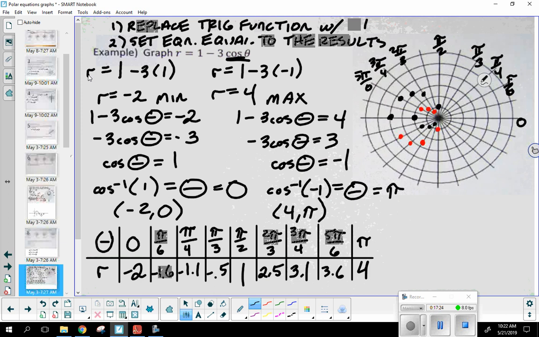All right, and then all we got to do is just go ahead and draw your curve through the points. What I like to do is go ahead and start with a point, and I just draw the whole thing without lifting my pencil off the paper.